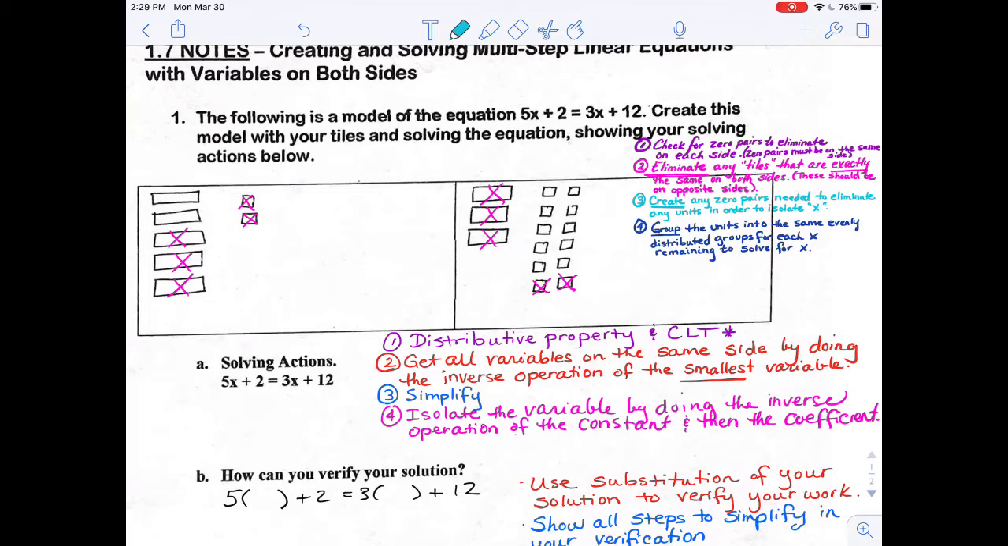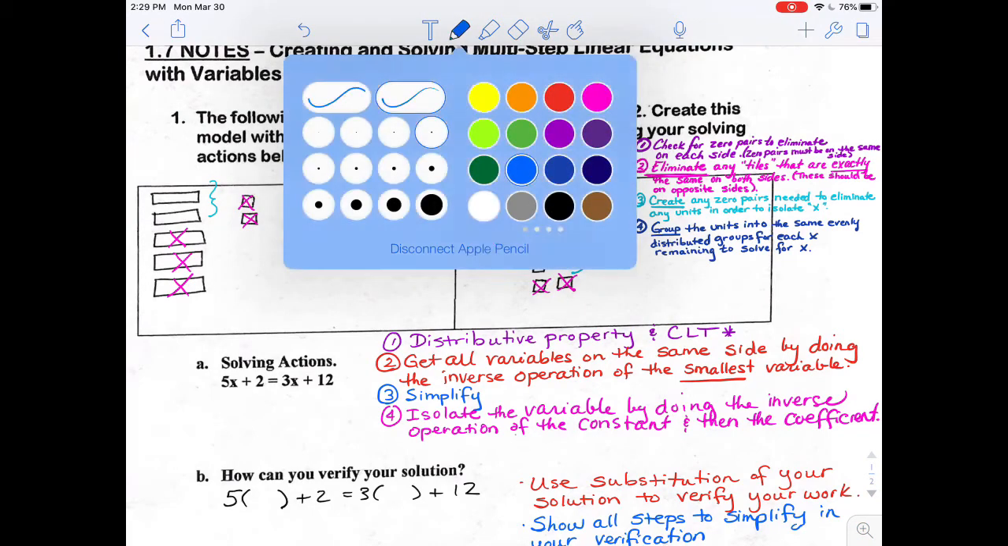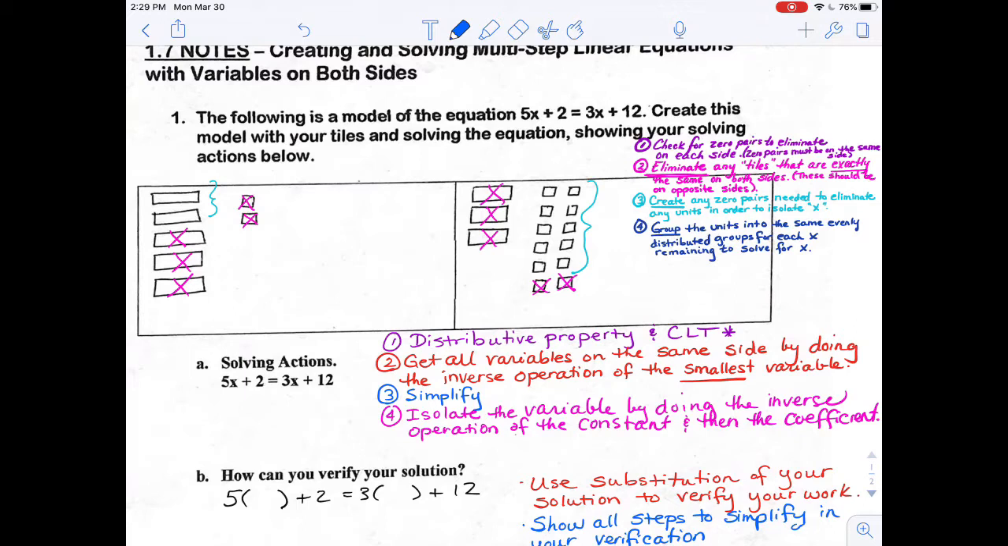Then going over to step 3. Next, I'm going to create any 0 pairs needed to eliminate so I can get all the x's completely by itself. Well, right now I have x's over here and I only have units over here, and that's what I want. I want only the x's on one side, units on the other, so I don't need to create any 0 pairs to get rid of any other units on my left side. So I need to go ahead and group them into evenly distributed groups.